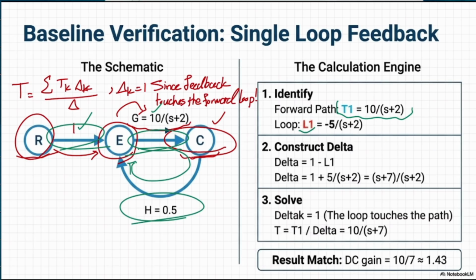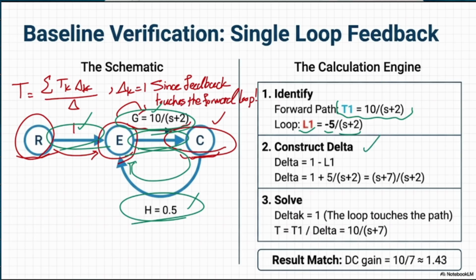So at this point, L1 is going to be what? It's going to be G times H itself, right? It's going to be negative 5 divided by s plus 2. Why negative 5 divided by s plus 2? Because if you multiply 10 divided by s plus 2 by H, which is 0.5, at the end of the day you have that specific fraction, considering the fact that your feedback loop is negative.